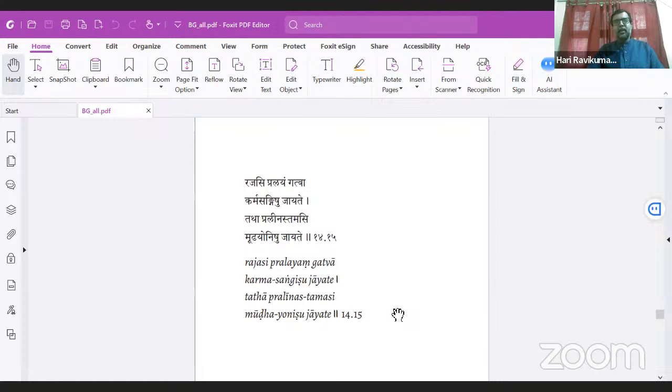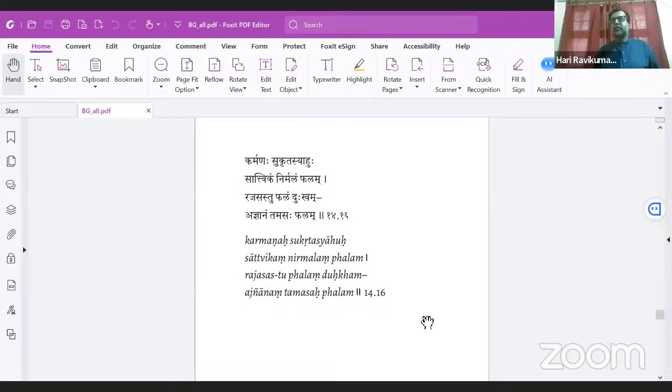Rajasi pralayam gatva. Karma sangishu jayate. Tatha pralinas tamasi. Mudha yonishu jayate.